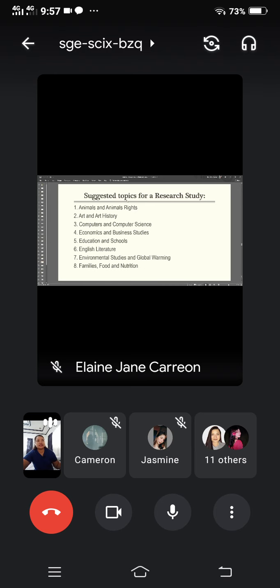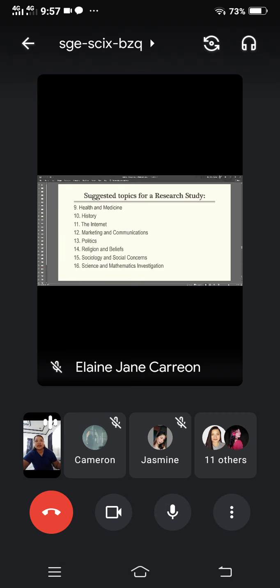Okay, these are the suggested topics of a research study. Animals and animal rights, art and art history, so that is for you. Computers and computer science, economics and business studies for the ABM. Education in schools, para sa inyo rin yon. English literature, sa inyo rin. Environmental studies and global warming, pwede sa inyo yon. Families, food and nutrition, pwede rin sa inyo.